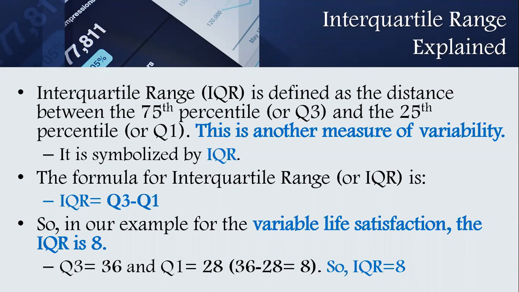Interquartile range is defined as the distance between the 75th percentile and the 25th percentile. This is another measure of variability. Interquartile range is symbolized by IQR. The formula for IQR is Q3 minus Q1. So in our example for the variable life satisfaction, the IQR equals 8.